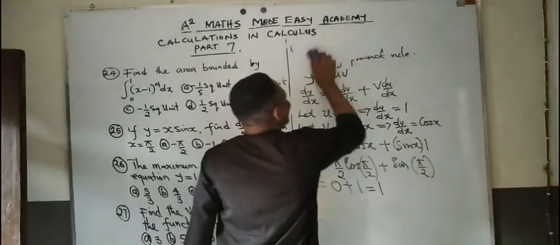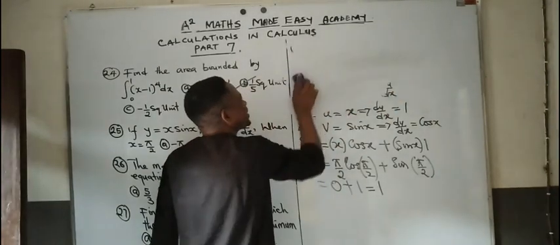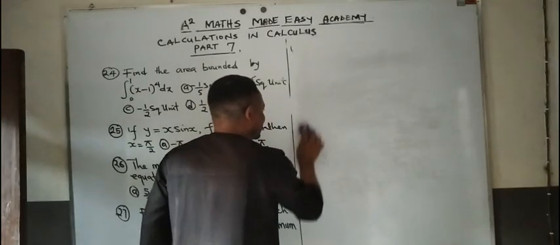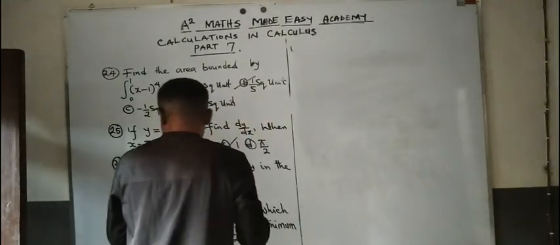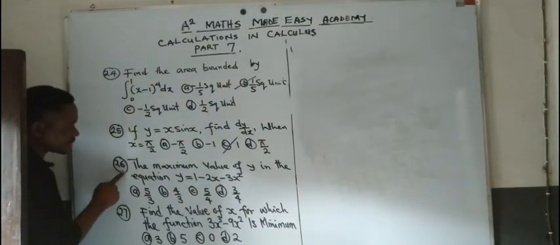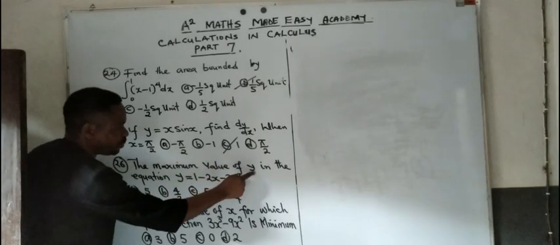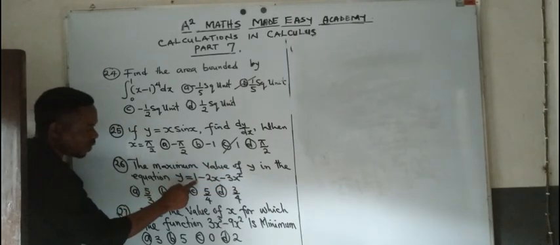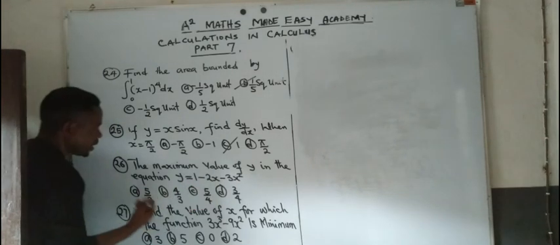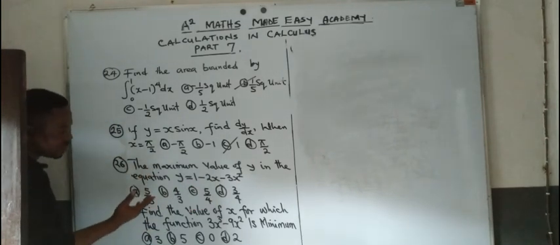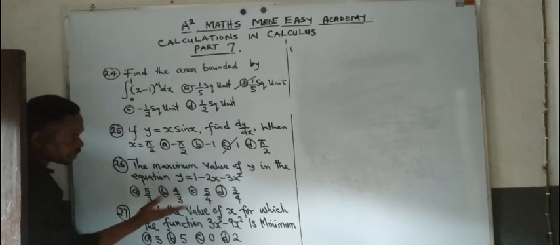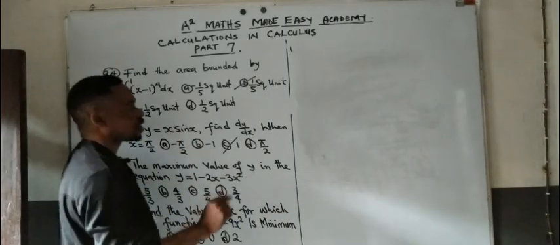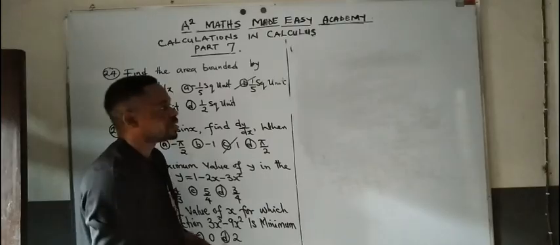Now, let us move to question number 26. Hope you are following. Question number 26. Now, what is number 26? Look up. Number 26 says the maximum value of y, please underline y, in the equation y equals 1 minus 2x minus 3x squared. They say we should find the maximum value of this equation. Look at the options there. Anytime you hear the word maximum and minimum, it's talking about application of differentiation.